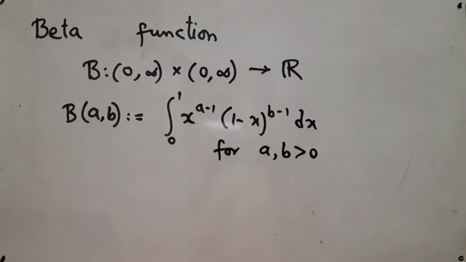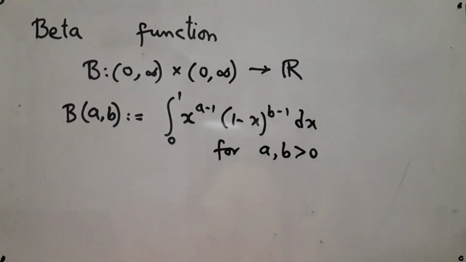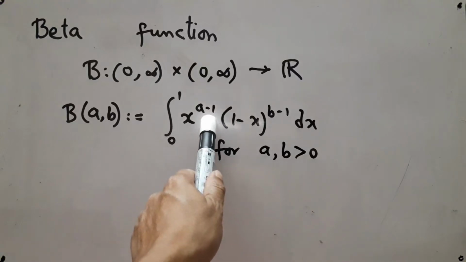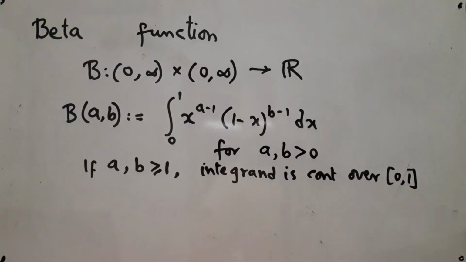Now the first question, before we can use this as our definition, is whether we really can do this integration. Well, if you have a greater than or equal to 1 and b greater than or equal to 1, then this integrand is continuous over the closed bounded interval 0 to 1, so there is no problem integrating this at all. That is case 1.